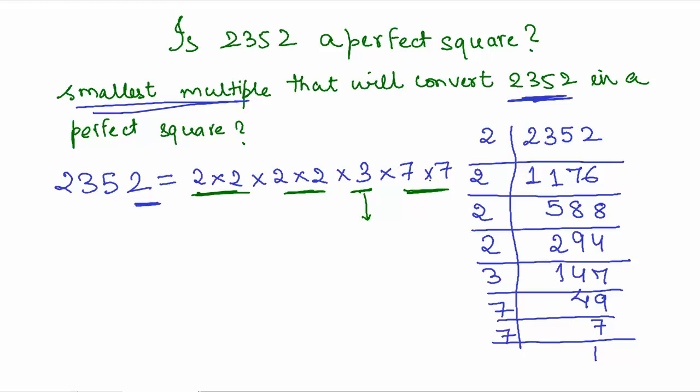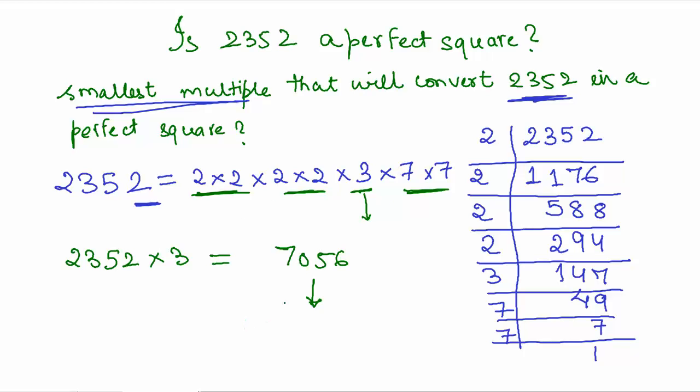Okay, so now we have the answer straight away. If I want to convert this into a square number, the number that does not have a pair is 3. So if we multiply 2352 by 3, that would give us a square number. So 2352 times 3 actually gives us 7056, and the square root of 7056 you can easily calculate from these pairs.